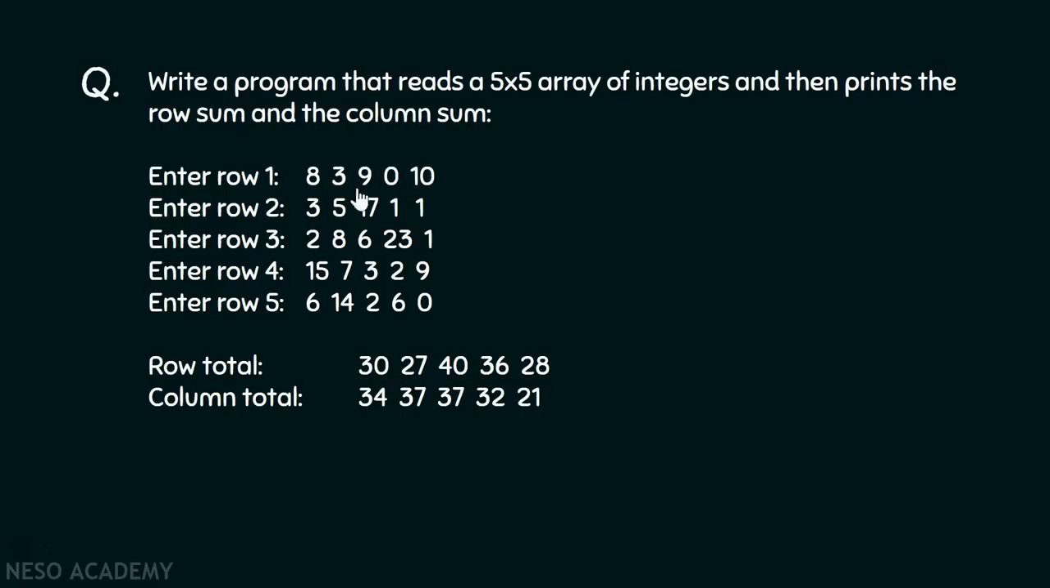Similarly, if we want to calculate the column sum of this column, then it comes out to be 8 plus 2, which is 10, 10 plus 3 is 13, 13 plus 15 is 28, and 28 plus 6 is 34. So column total for this particular column will be 34. I would encourage you to pause the video for a while and try to answer this question on your own. I hope you're done. Okay, let's move on to the solution now.